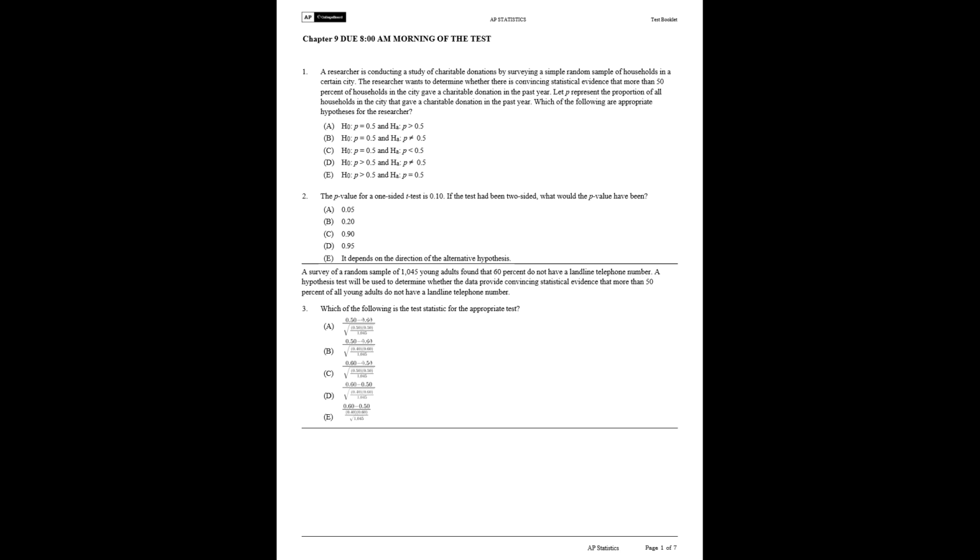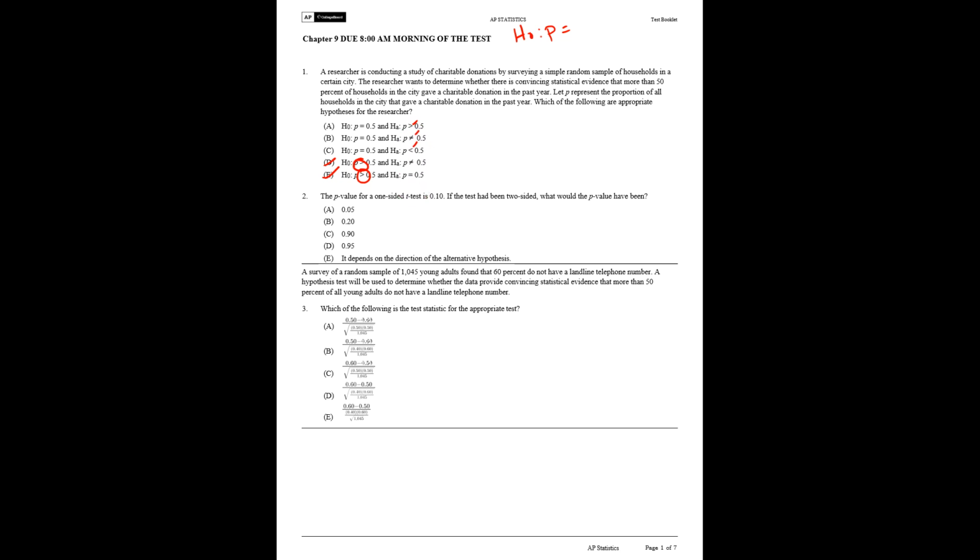You should see two answers you can immediately get rid of. This doesn't make sense and this doesn't make sense. We don't do null is always P equals, never less than or greater than. So D and E are automatically out. So now all we're looking at, are we talking about greater than, different than, or less than?